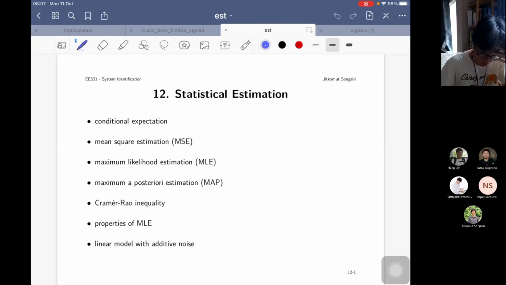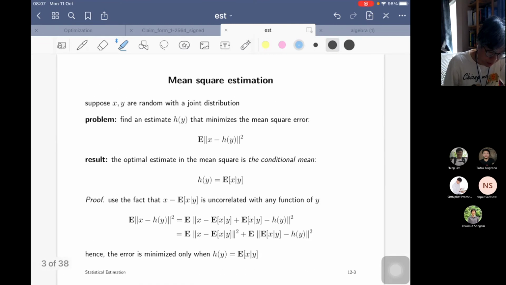In this chapter, we discuss several estimation methods that use statistical information of some variables, especially the noise in the model. In the first video clip, we mentioned the concept of mean square estimation, which uses the fact that the best estimator in the mean square sense is the conditional mean. That's the first important result.